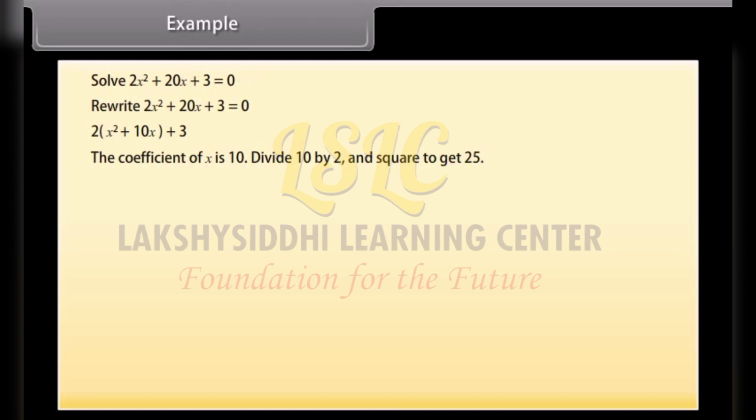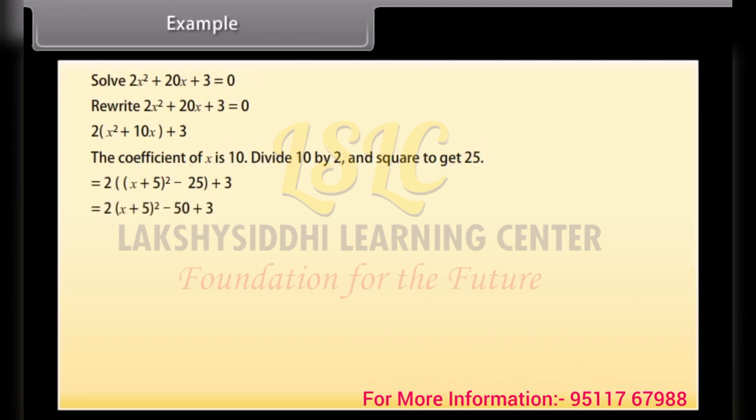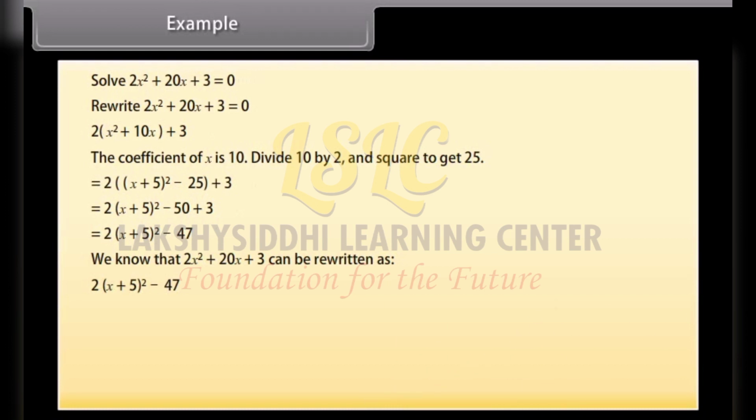Divide 10 by 2 and square to get 25. So 2x² + 20x + 3 = 2[(x + 5)² - 25] + 3 = 2(x + 5)² - 50 + 3 = 2(x + 5)² - 47. We know that 2x² + 20x + 3 can be written as 2(x + 5)² - 47. Therefore, we can rewrite the equation as 2(x + 5)² - 47 = 0.